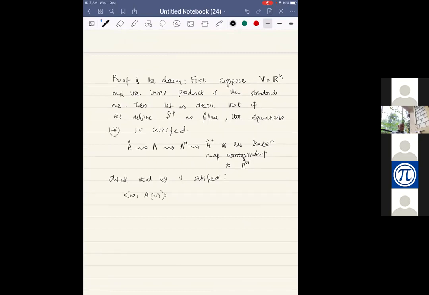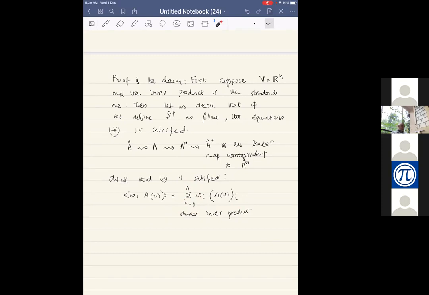W·AB is the sum over i, w_i, (AB)_i, i equal to 1 to n, because it's the standard inner product on Rn. The standard inner product of this vector and this vector is got by taking the ith component of this vector, the ith component of this vector, multiplying them together and summing over i running from 1 to n.